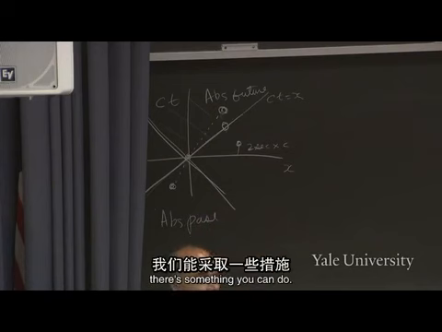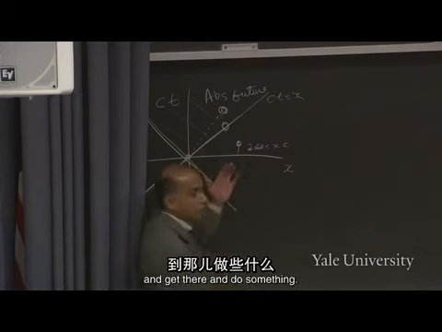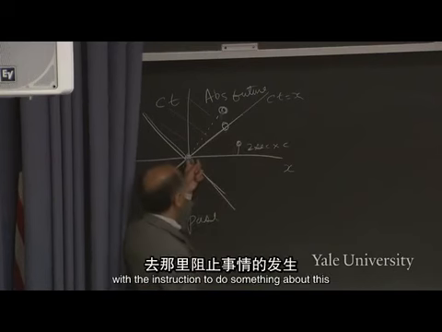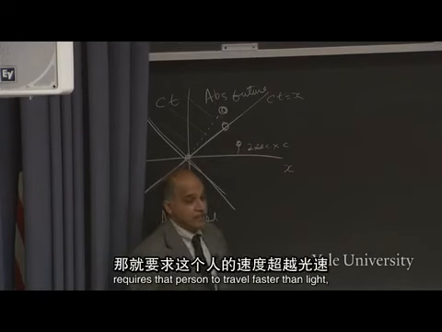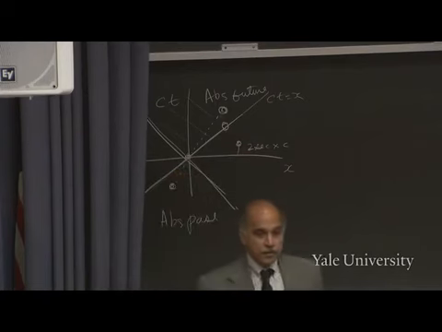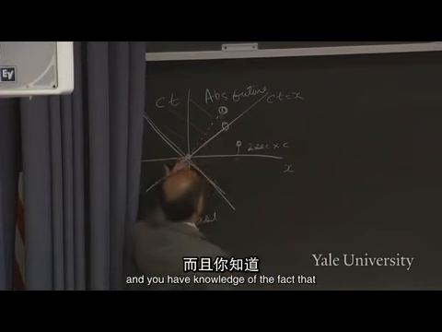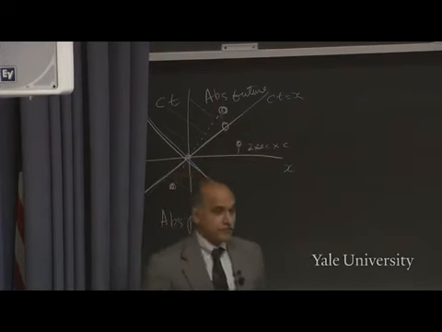In the Newtonian days, there's something you can do. Tell someone else to really hurry up and get there and do something. Well, now you cannot do that, because for that someone to leave you with the instructions to do something about this requires that person to travel faster than light, and that's not allowed. So even though you know things can happen here in the future, and you have knowledge of the fact that someone's planning to do something there, you cannot get there.